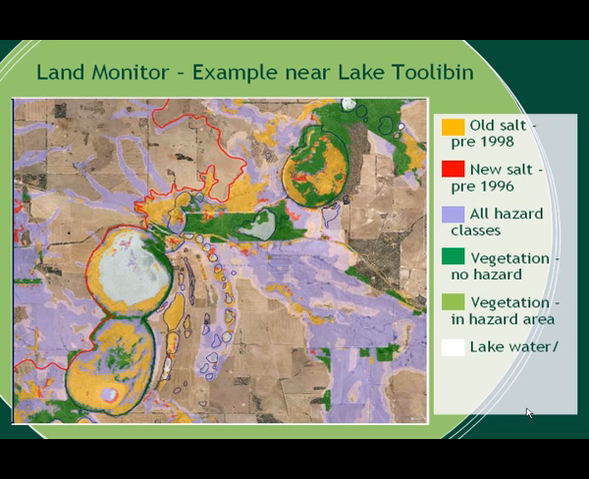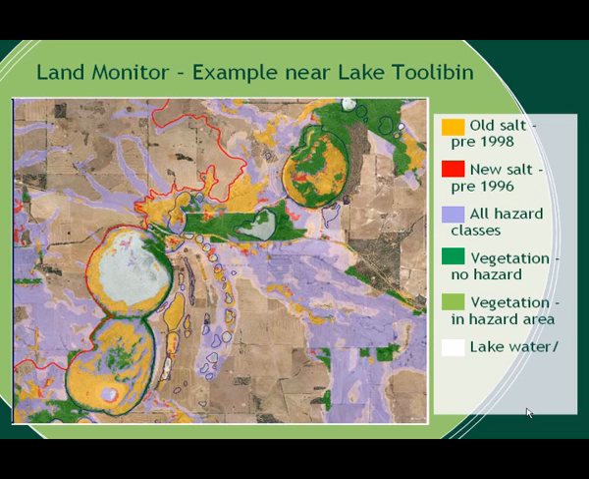Alright, what Land Monitor does is classify the land into various different categories, and so what I've done here is just prepared an example for Lake Toolibin. You can see the yellow and orange, or red and orange areas are the areas that are salt affected. But the Land Monitor dataset has two classes of salt affected land, that which was saline prior to 1988 and that which was salinised between 1988 and 1996, which is the red areas.